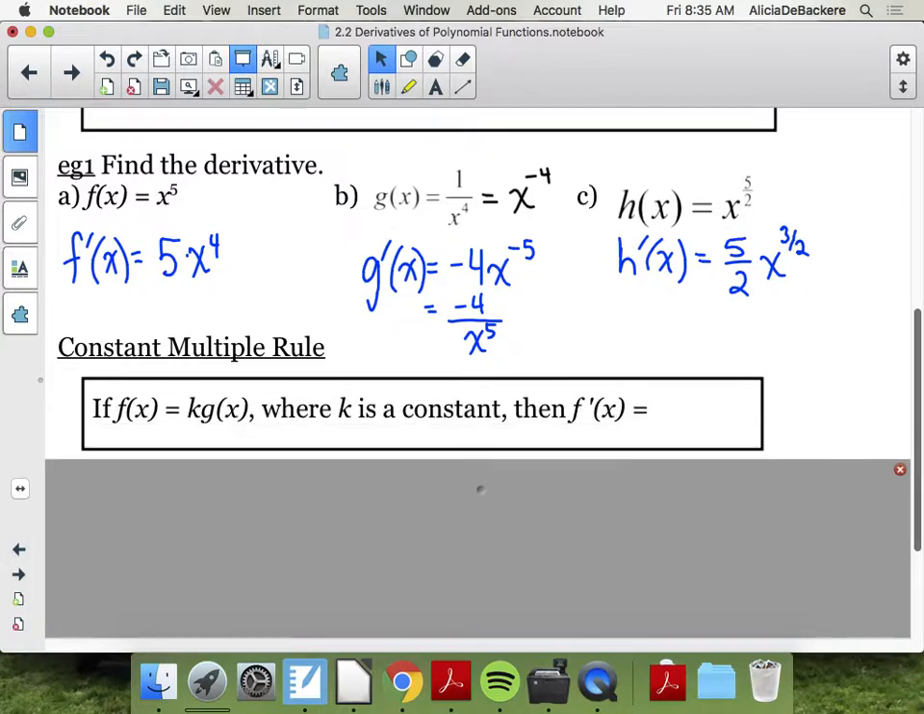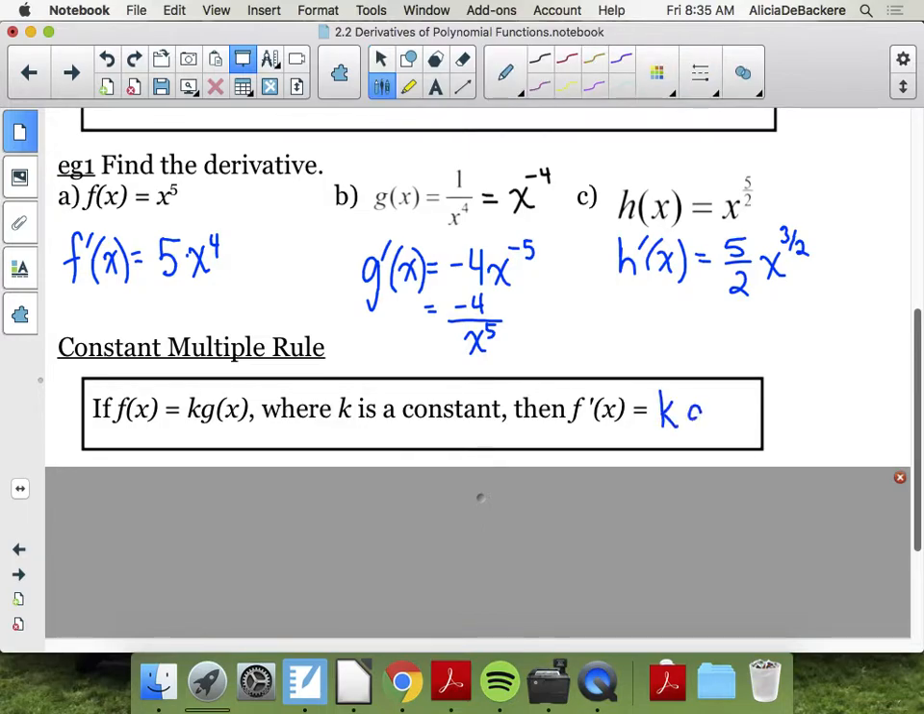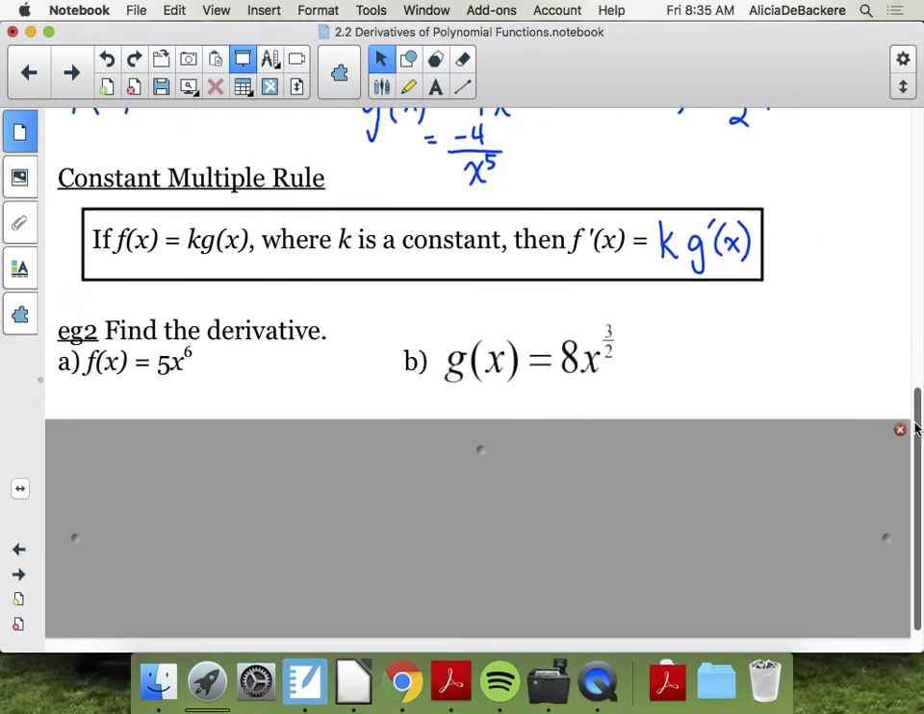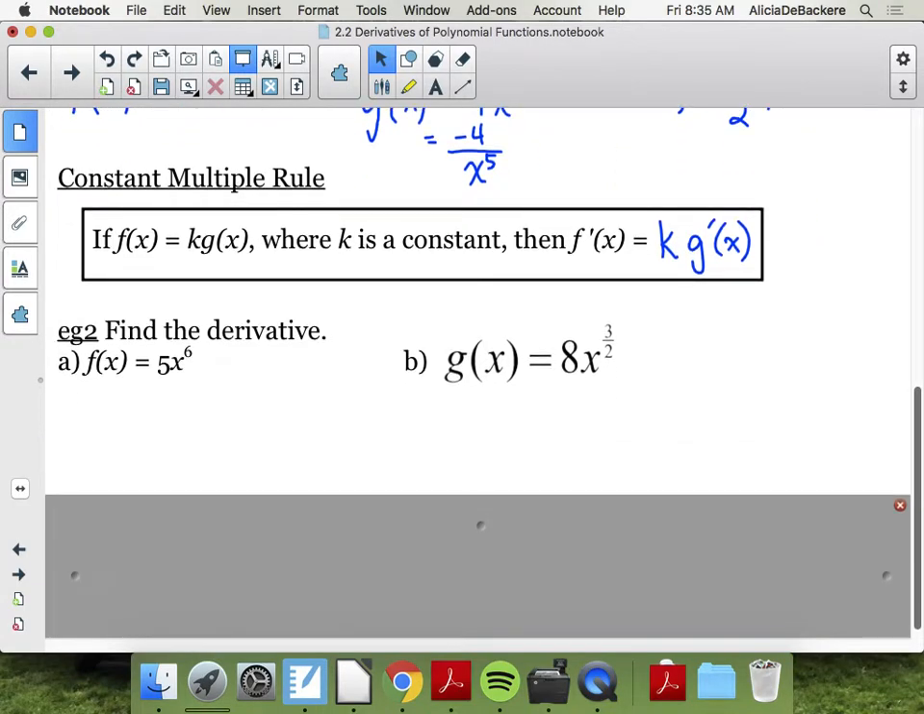The next rule we're going to talk about is the constant multiple rule. So this is just what happens when I have a constant or a coefficient in front of another function. And what you should notice here is that you are just taking that constant, leaving it out front, and then multiplying it by the derivative of the other function. So the constant just kind of hangs out until the end, and then we'll simplify it into that derivative. So I can take a look at a couple of examples here.